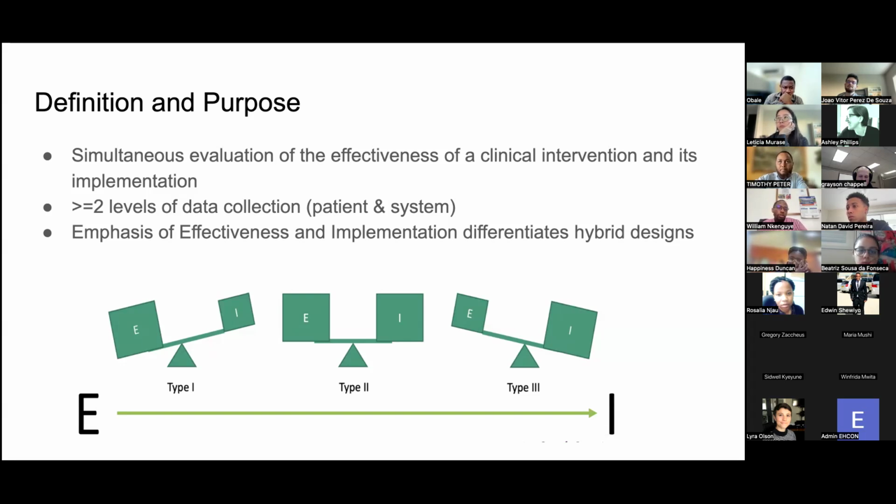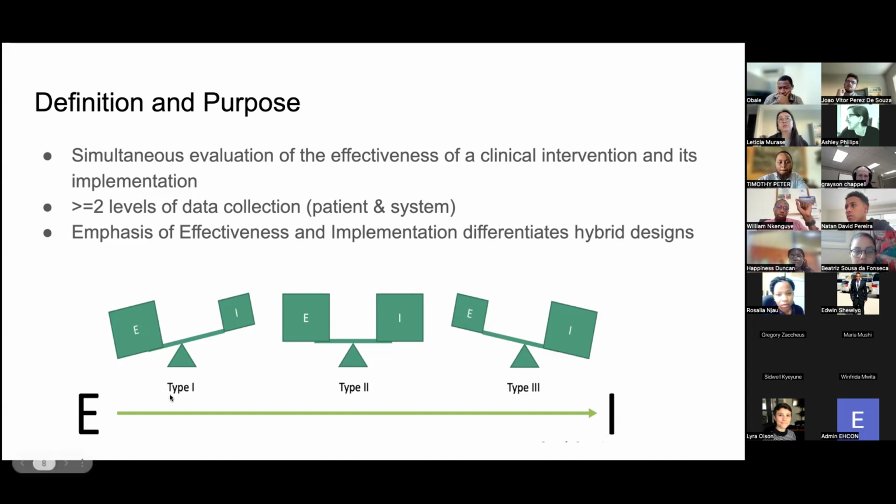But basically, effectiveness and implementation research emphasis depends on the hybrid designs. When are you going to do more effectiveness research? When are you going to do more implementation research? It depends on what hybrid design we are talking about. And we're going to see that we have three main types of hybrid designs.